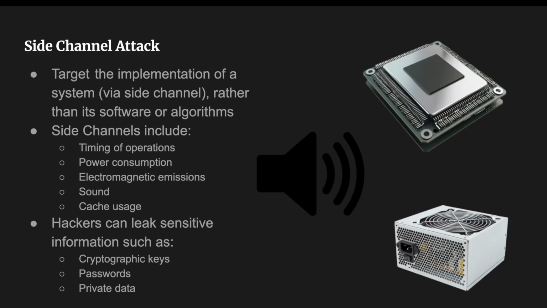So the main objective of the side channel attack is to target the implementation side of a system via a side channel rather than conventionally its software or algorithms. So side channels include timing of operations, power consumption, electromagnetic emissions, sound, and cache usage. Hackers can leak sensitive information such as cryptographic keys, passwords, and private data.